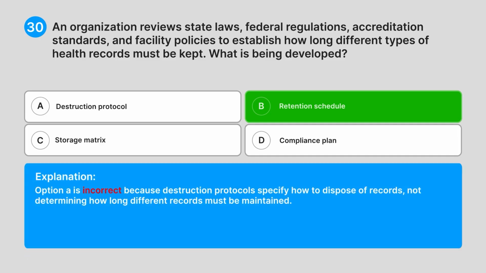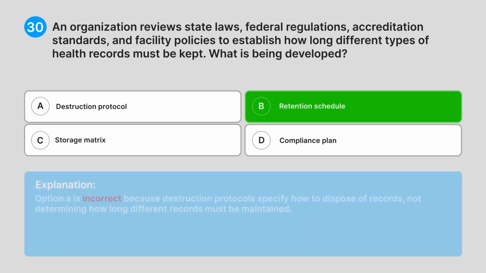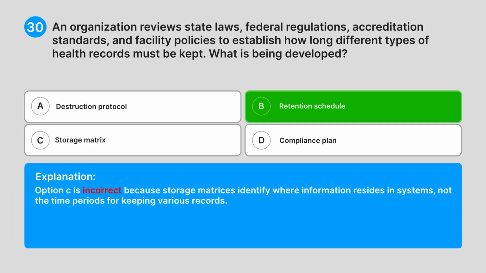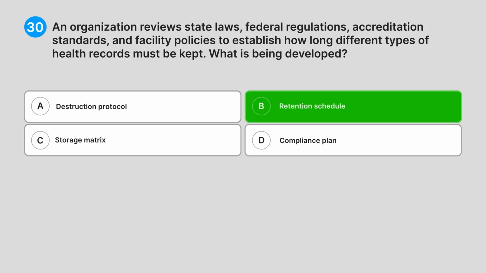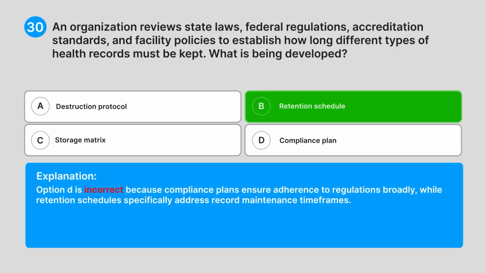Option A is incorrect because destruction protocols specify how to dispose of records, not determining how long different records must be maintained. Option C is incorrect because storage matrices identify where information resides in systems, not the time periods for keeping various records. Option D is incorrect because compliance plans ensure adherence to regulations broadly, while retention schedules specifically address record maintenance timeframes.